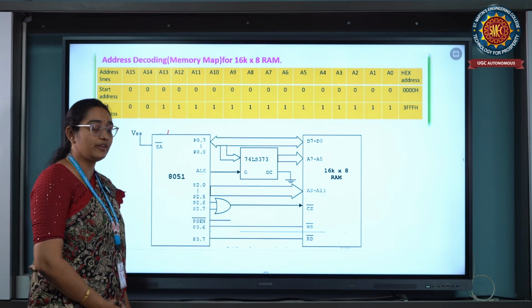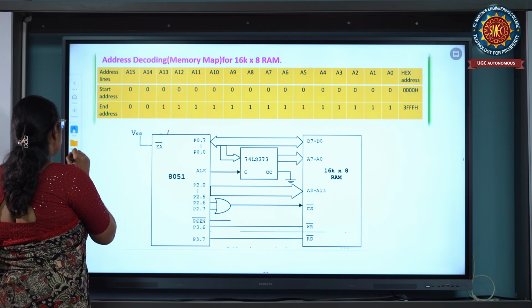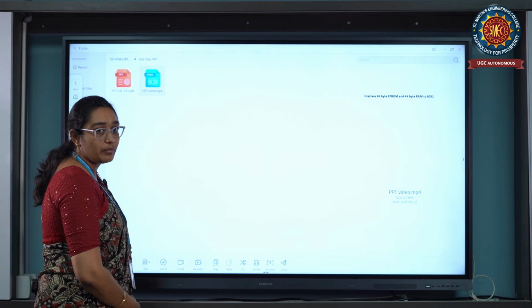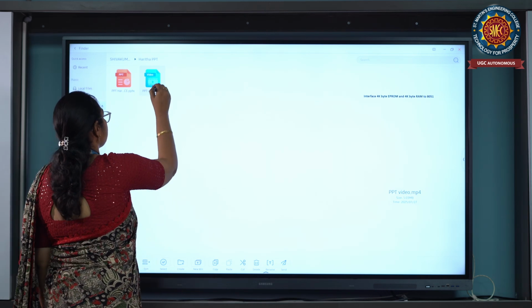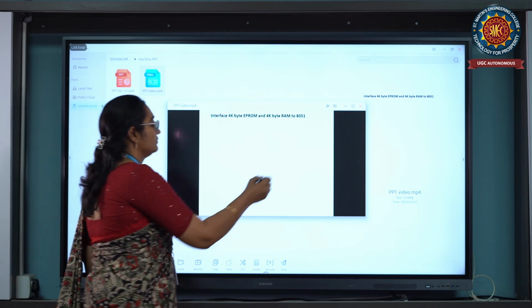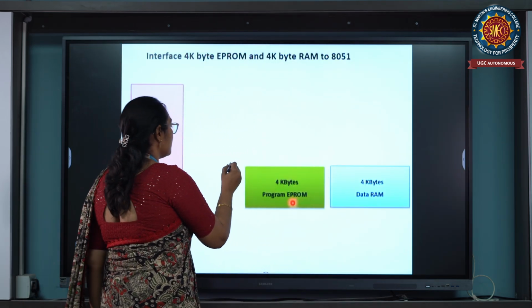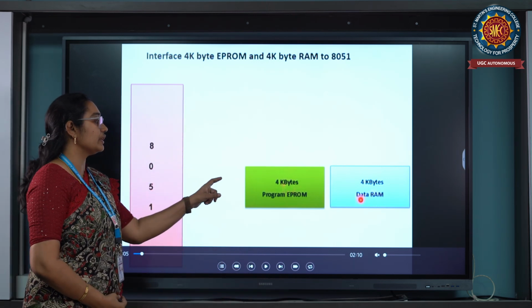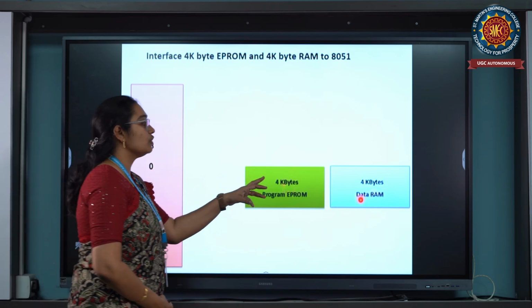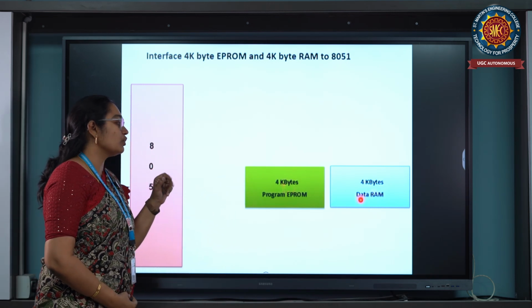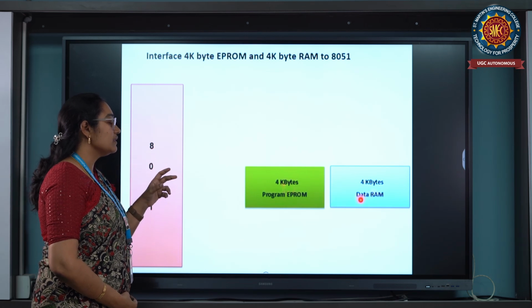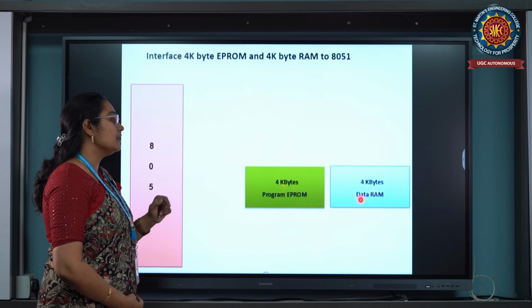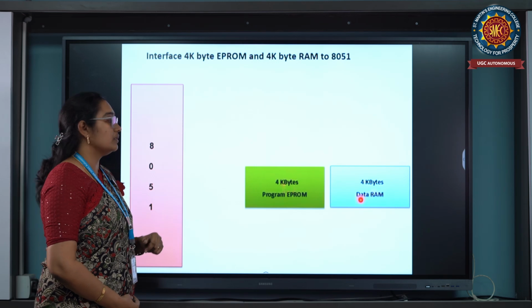Now I explain with the video, that is, interfacing of the 8051 microcontroller with 4 kilobytes of ROM and 4 kilobytes of RAM. Okay. We are taking the 8051 microcontroller with 4 kilobytes of program memory and 4 kilobytes of data memory. Here the programmer uses instructions, with read-only memory of 4 kilobytes and random access memory of 4 kilobytes.